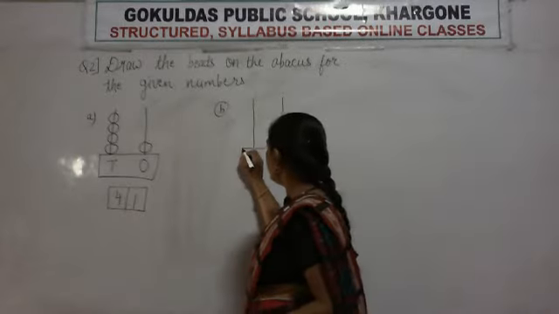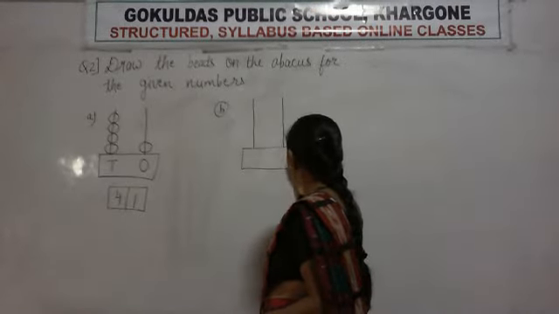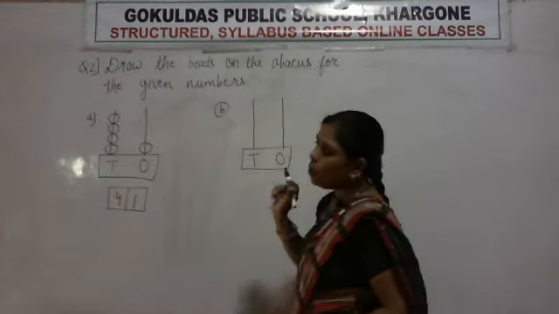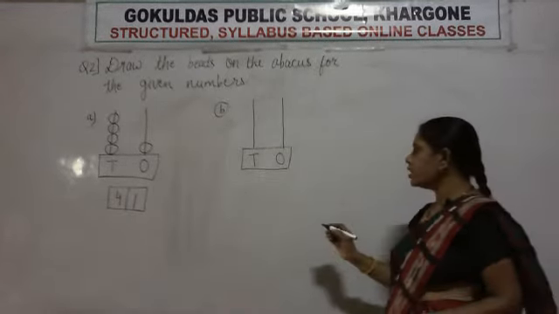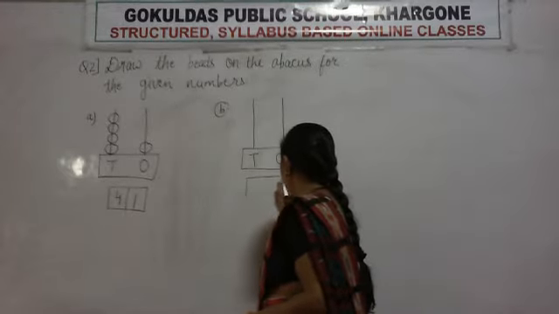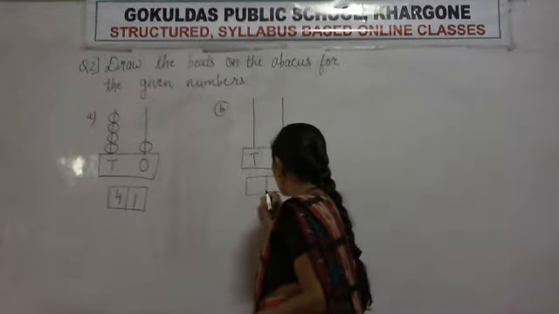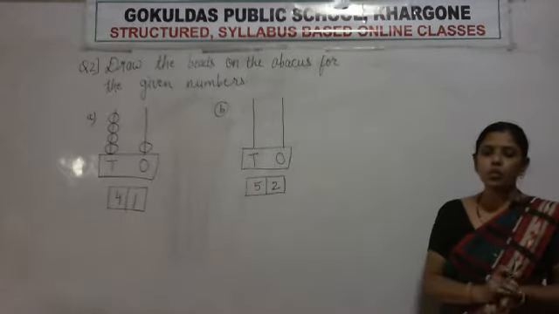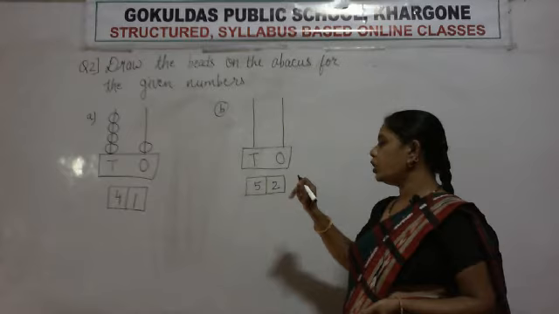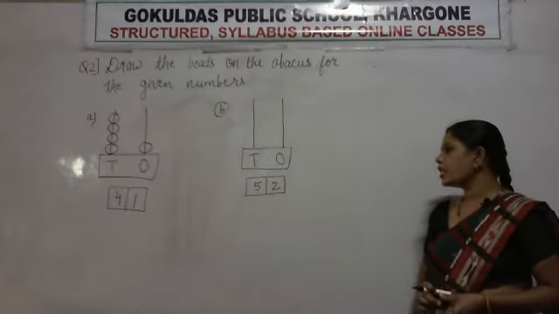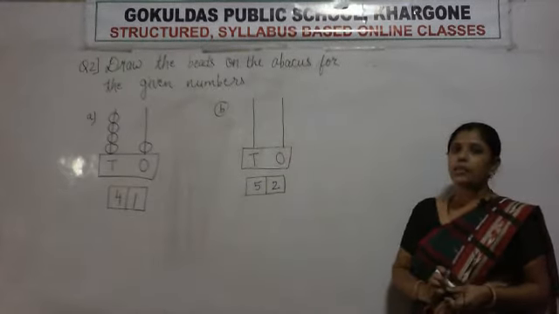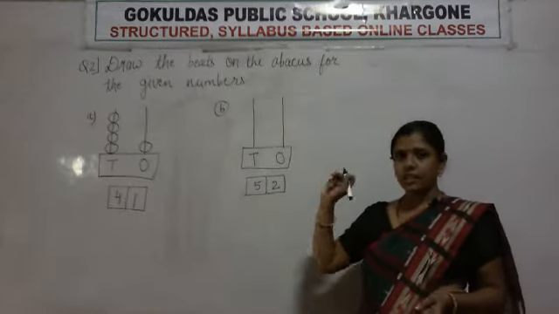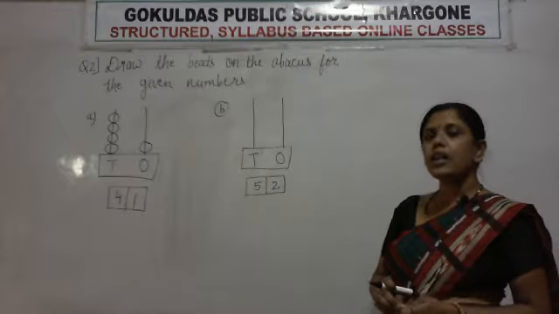And what is written here? T, that means tens, and O, that means ones. And what is the number given here? The number given here is 5 and 2. 5, 2 means 52. So what is our first step? Our first step is to draw the number of beads, the number that is given at ones place.